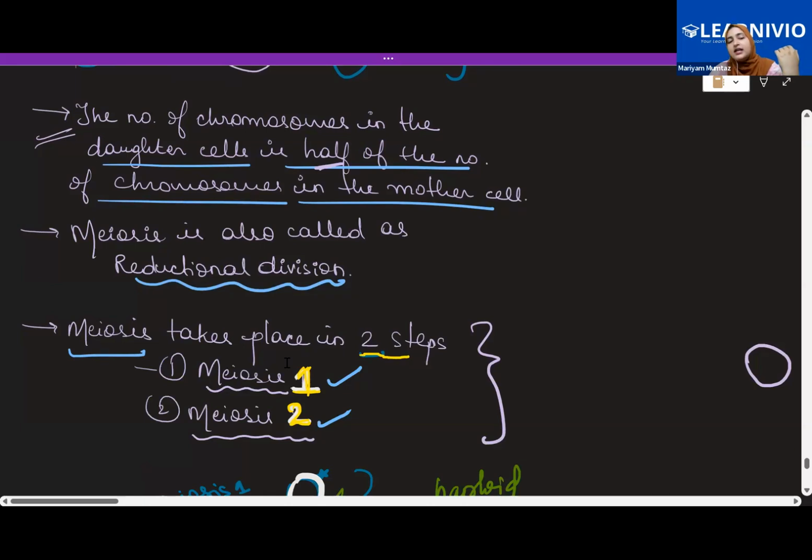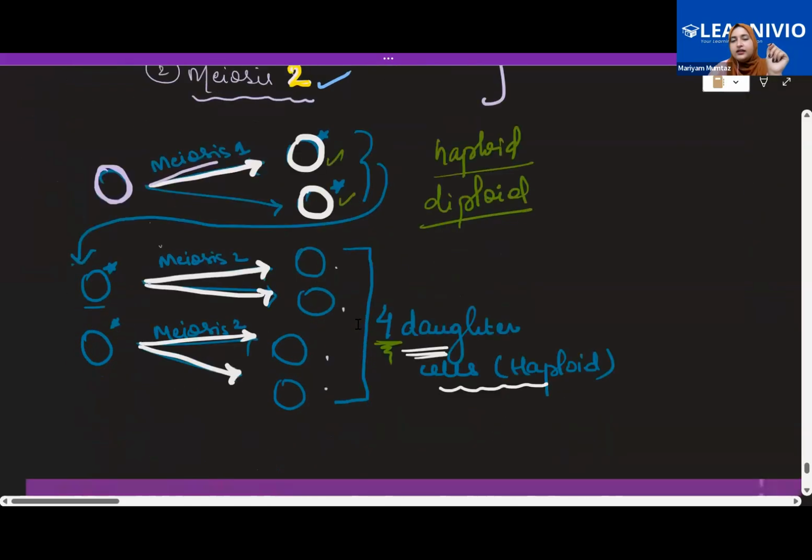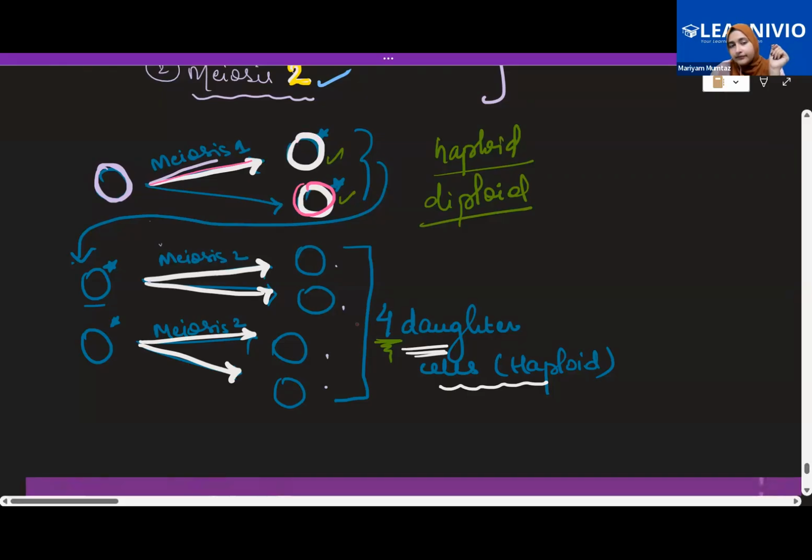Now meiosis takes place in two steps, meiosis 1, meiosis 2. First, meiosis 1 gives rise to the two daughter cells, and then Can you go a bit slow? Sure. Any doubts anywhere?